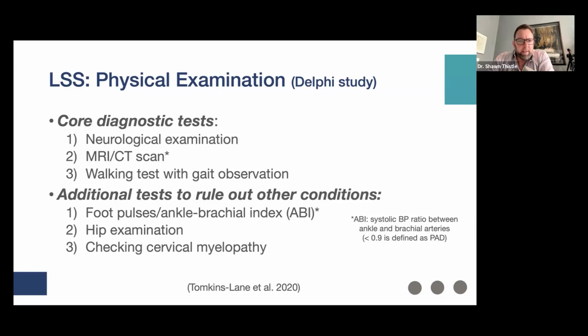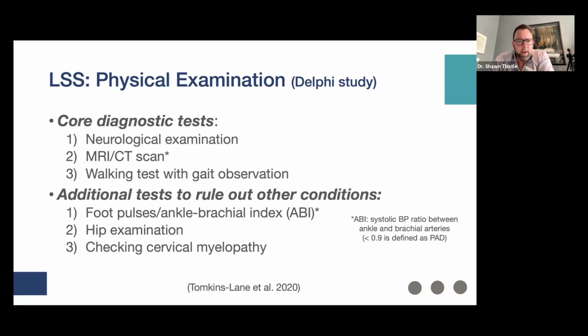Other additional tests that have been suggested as able to rule out this condition or other conditions include the foot pulses or the ankle brachial index. And the ABI, in the box just to the bottom right on your screen there, is a systolic blood pressure ratio between the ankle and the brachial arteries. And if the ankle is more than 10% less than the brachial artery in terms of systolic pressure, that's defined as peripheral arterial disease. And we'll talk more about that in a moment.